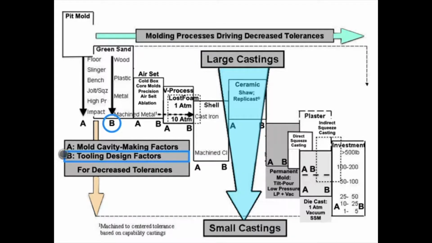And that's what's going on here in the vertical aspect of the air set box. It's not so much the automation of the process, but it's the tooling design and construction that makes a big difference between the coarse side of air set and the fine side of air set tolerance capability.